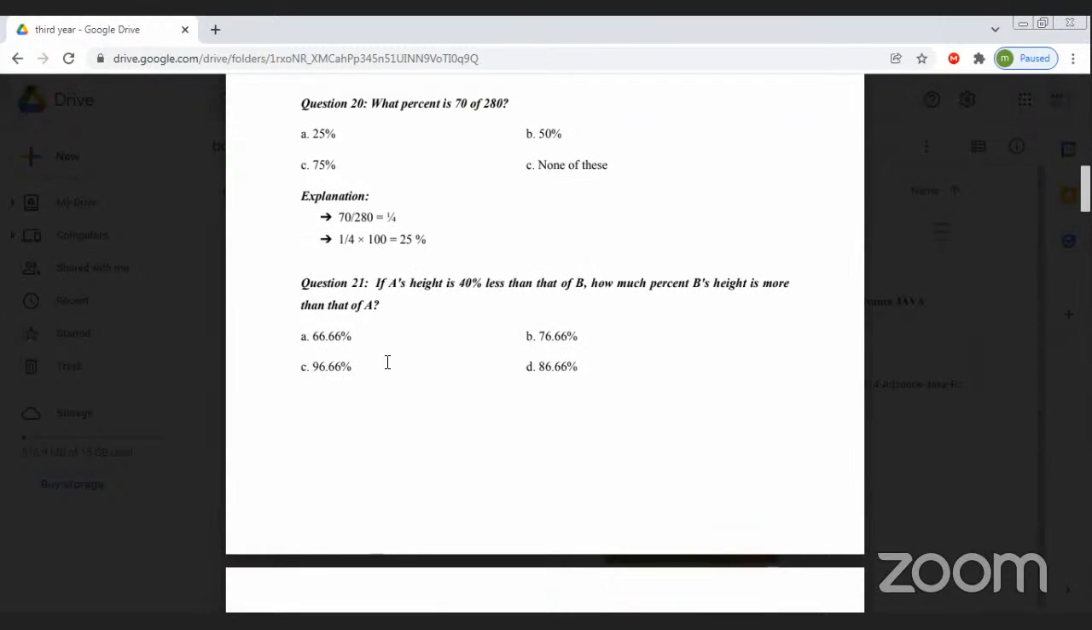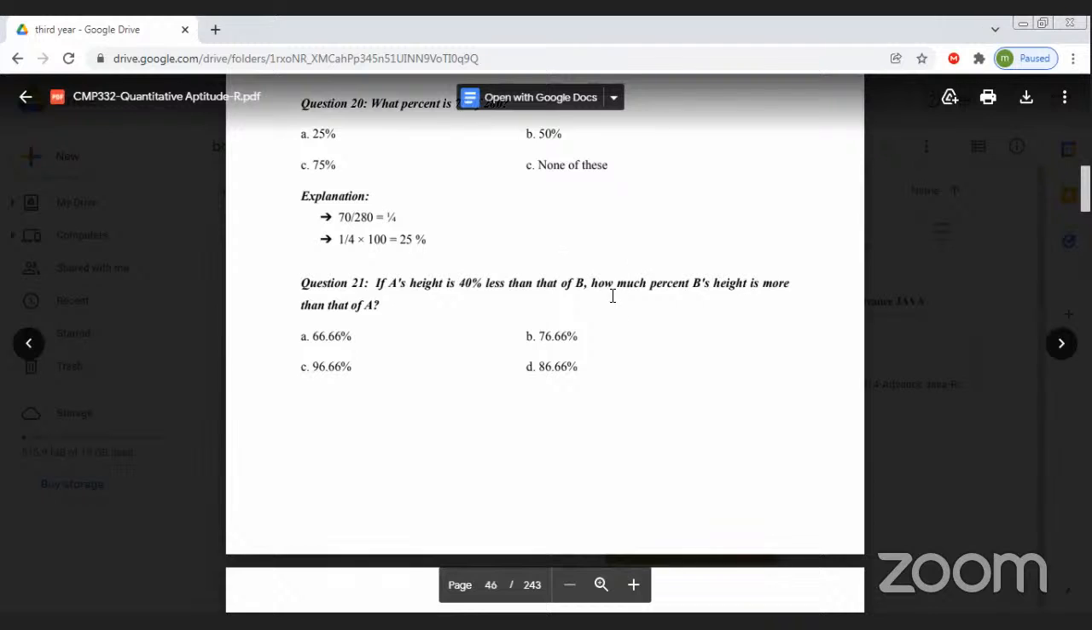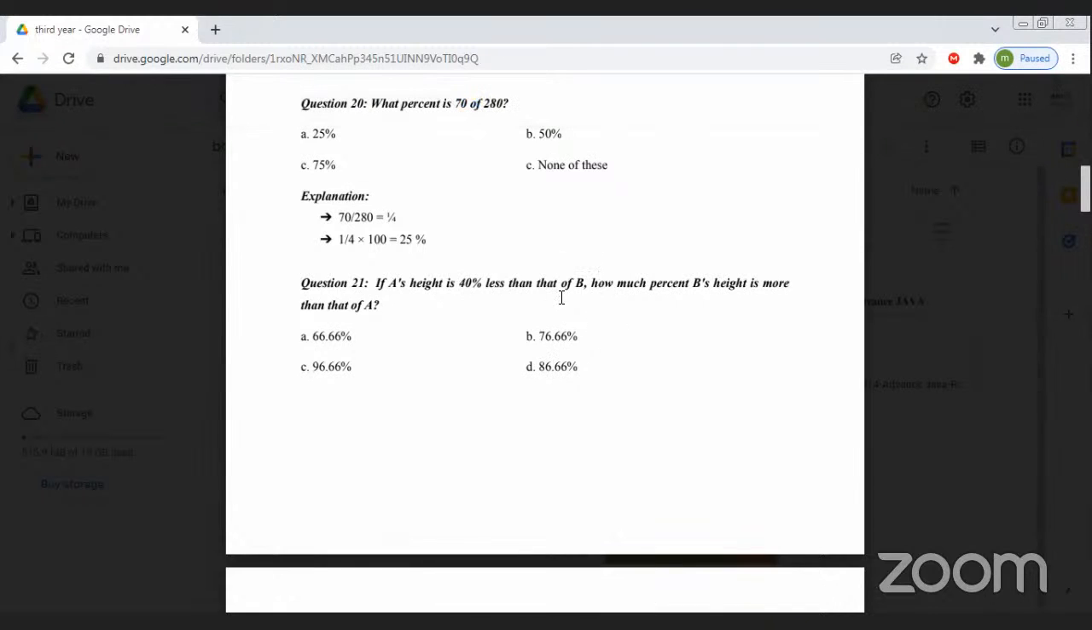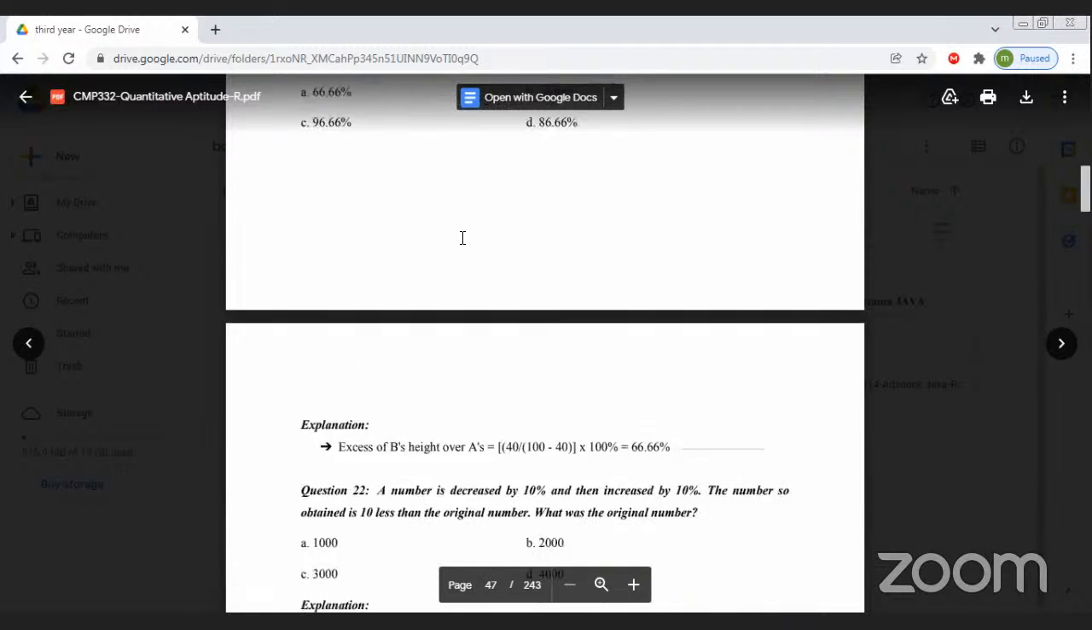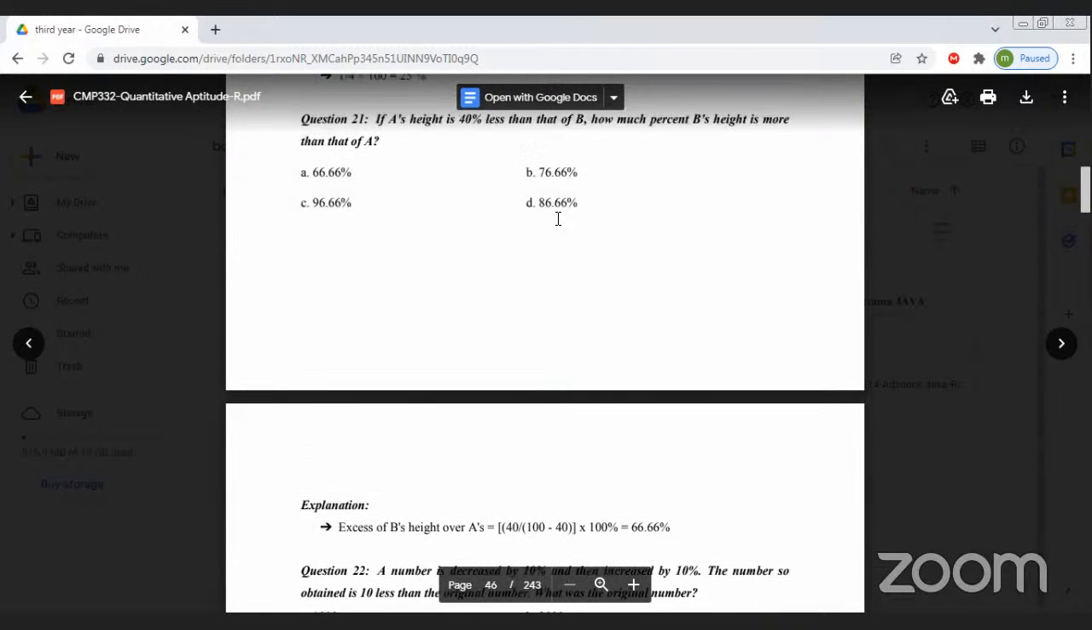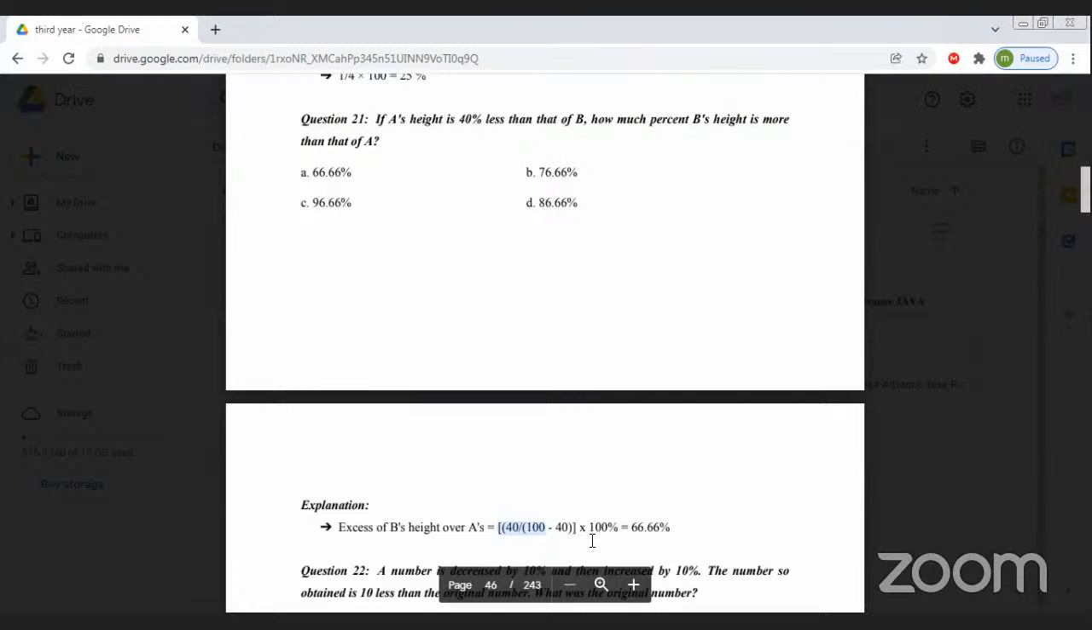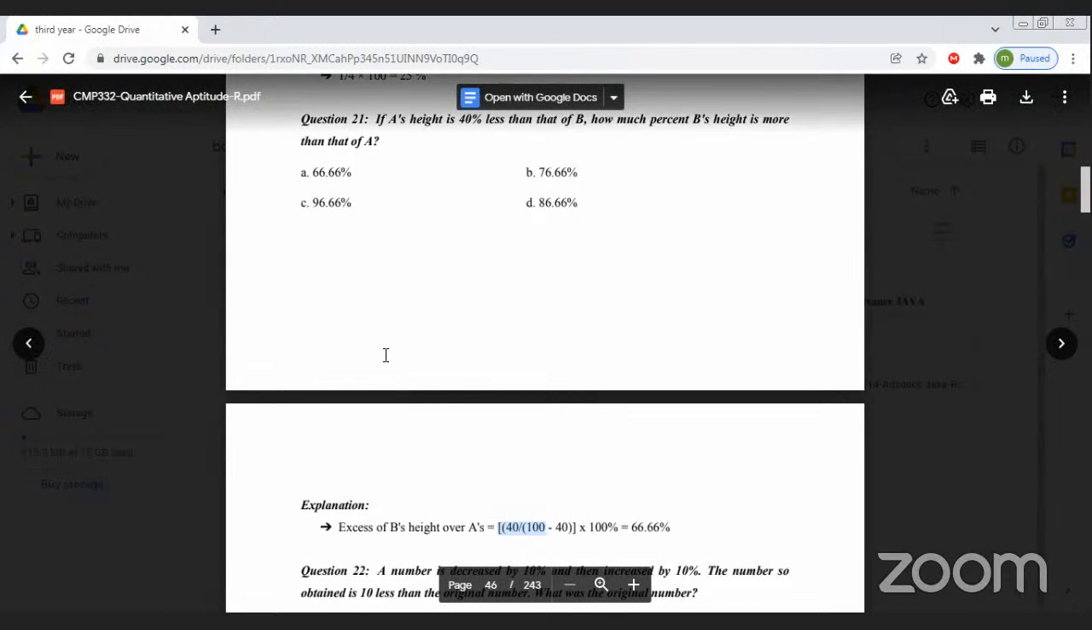If A's height is 40% less than that of B, so can I say B is greater than A? How much percent is B's height more than that of A? So how will you solve it? Similarly, 40% is less than. So B's height will be 100 minus 40, correct? Or will it be 100 plus 40? When you solve it, 40 upon 100 minus 40 into 100, it gives me 66.66%.